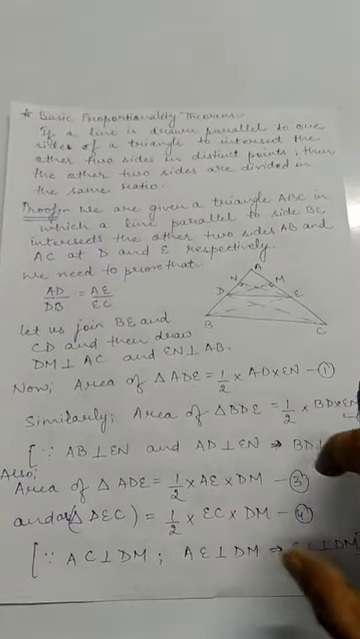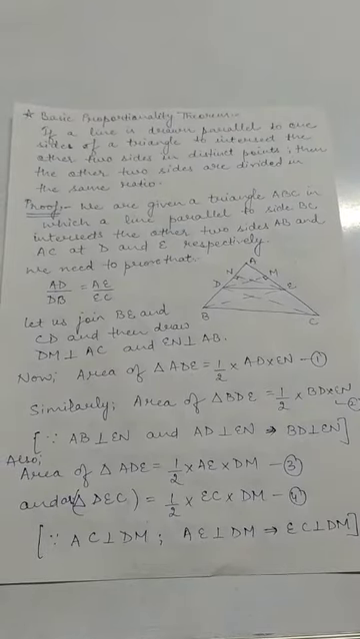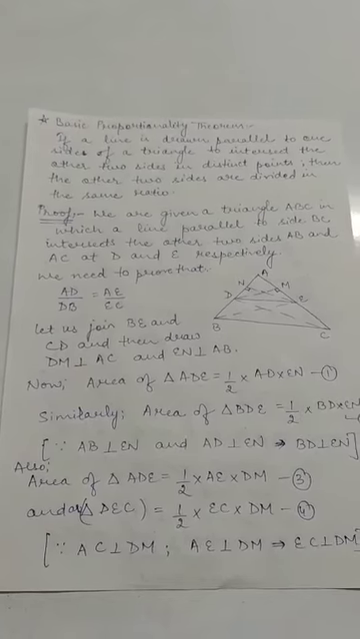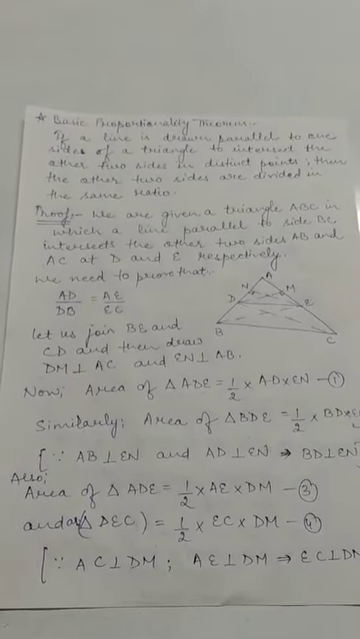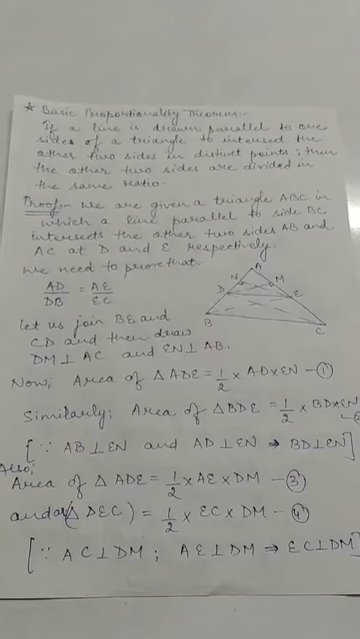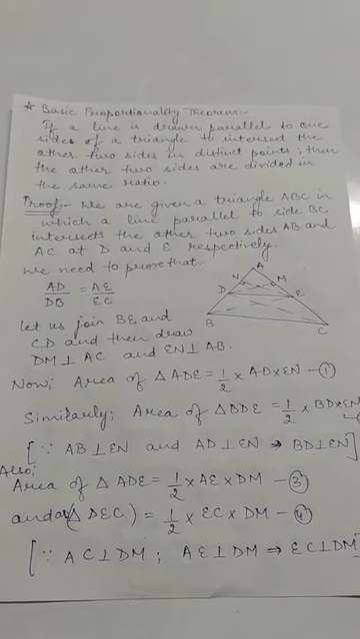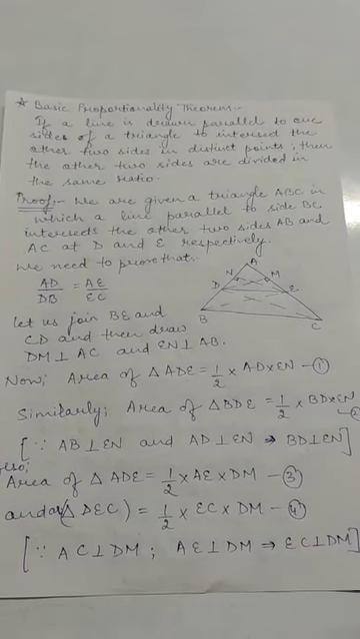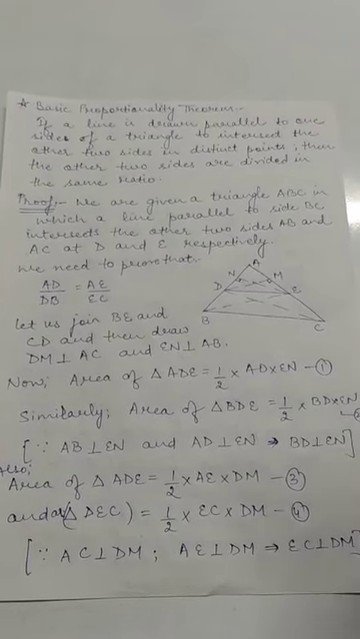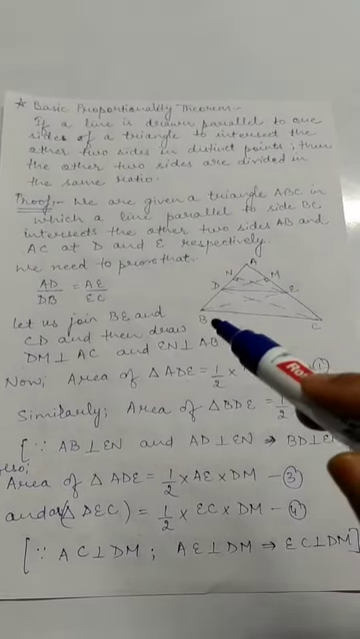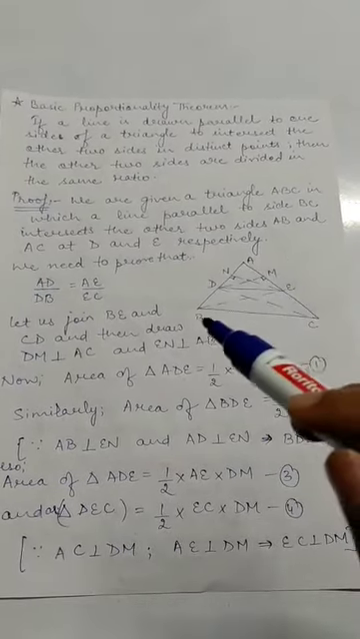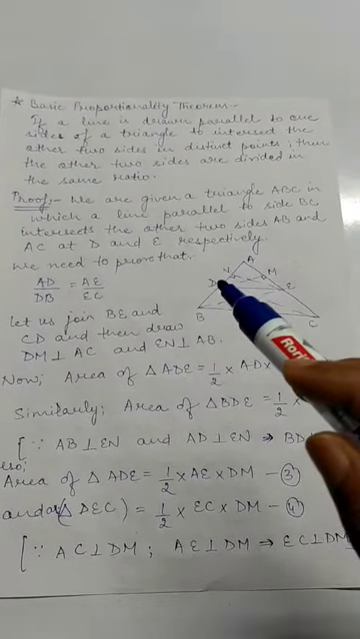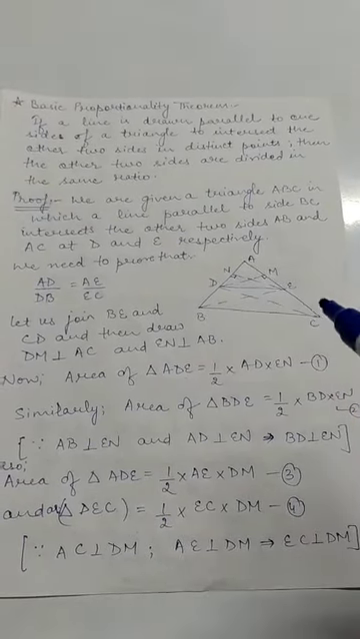Now moving to the next theorem. This is one of the important theorems in the chapter Triangles, the basic proportionality theorem or Thales theorem. The statement is, if a line is drawn parallel to one side of a triangle to intersect the other two sides at distinct points, then the other two sides of the triangle are divided in the same ratio. What it means is that if a line DE is parallel to BC of a triangle ABC, then AD upon DB equals AE upon EC.